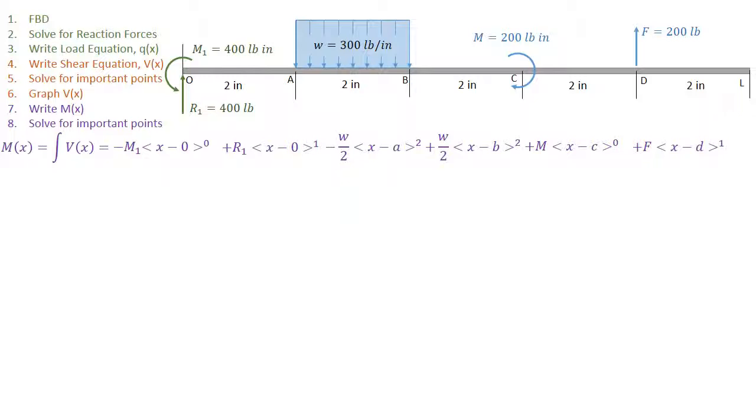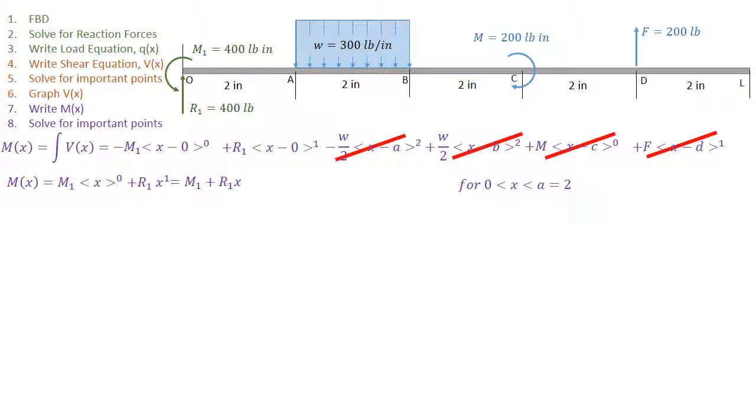The next step is to solve for important points, so I'm going to repeat the process just like I did with shear. I'm going to consider 0 to 2. I'm going to see the equation that occurs, and this is now a linear equation. It's multiplied by x. From 2 to 4, I'll see that this is now becoming a quadratic equation.